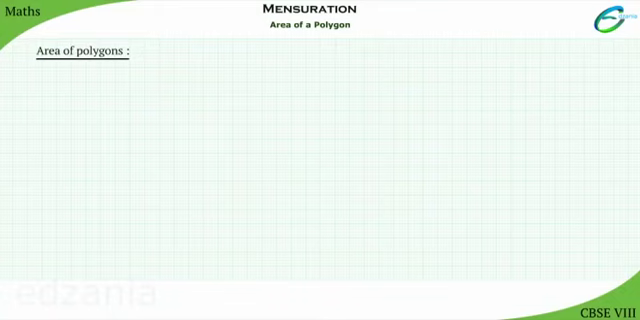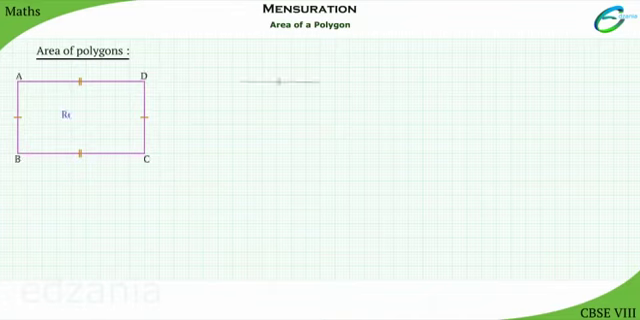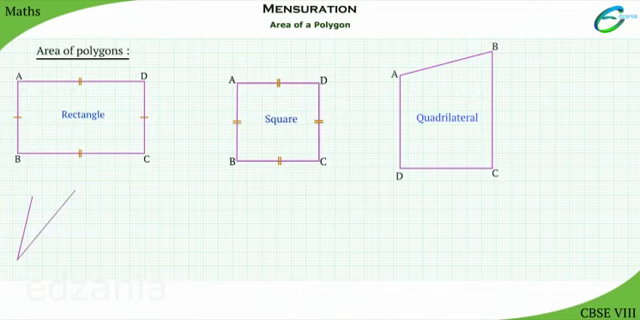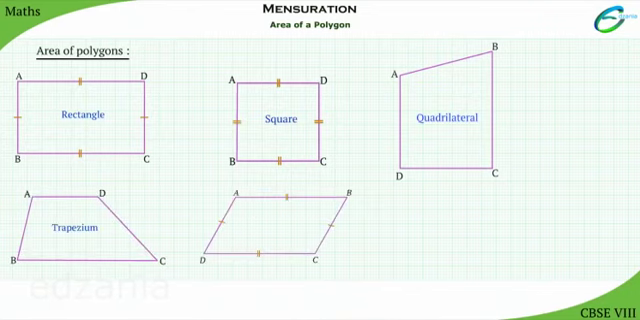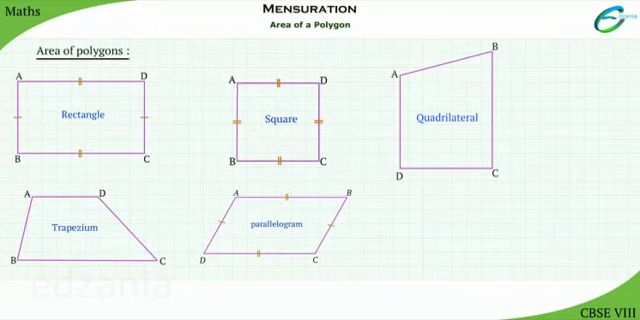You have learnt about finding the areas of different geometrical shapes such as a rectangle, square, quadrilateral, trapezium, parallelogram, and so on. Now let us discuss finding the areas of polygons.